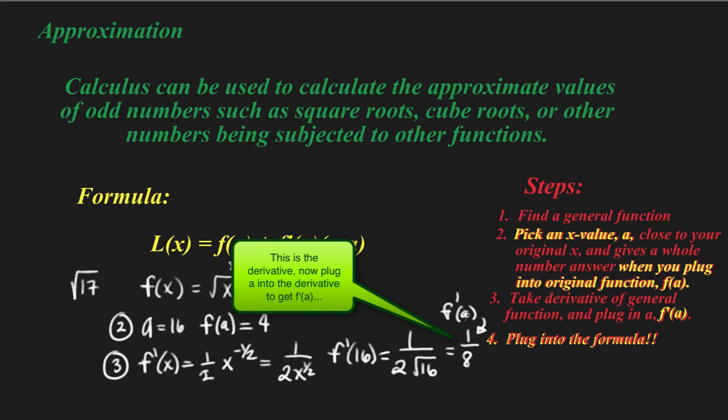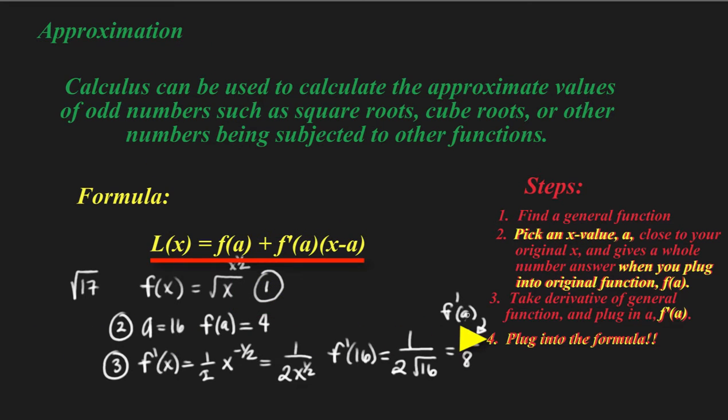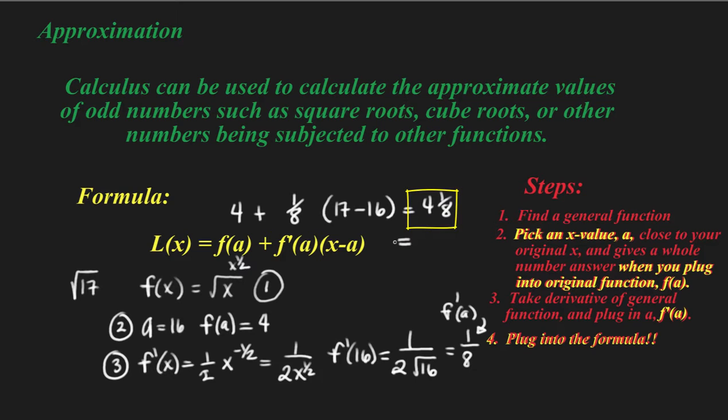Okay, and then finally we're going to plug into this formula where your f of a was 4 plus 1/8 is your f prime of a, and then your x minus a is going to be your 17, which is your x minus your 16. So 4 and 1/8 is what you'll get when you're done with that. And if you were to look at that on your calculator, you will see that it's actually remarkably accurate. For not having used a calculator.